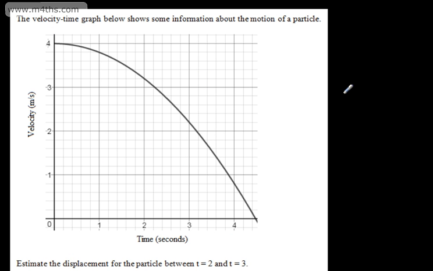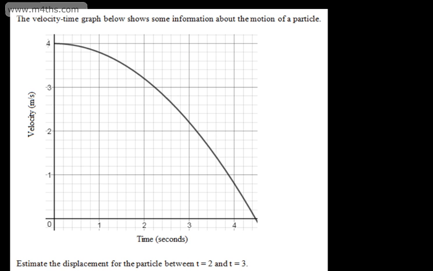So we've got a velocity time graph below, and it shows some information about the motion of a particle. We've got time in seconds and velocity in meters per second. We're asked to estimate the displacement for the particle between t equals 2 and t equals 3. We can see yet again it's going to be an estimate because we've got a curve. When it's a collection of straight lines, it's easy because we can just build those up.